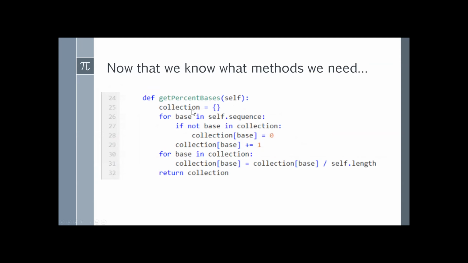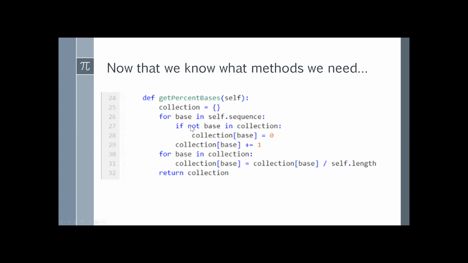Can anybody tell me what I'm doing here on line 25, the first line of this method? Yeah, I'm initializing an empty dictionary. And just like I did already in the last example, and like I'm probably going to do about 50 more times in this class, I initialize an empty value, and then I kick off a loop to iteratively add to the thing I initialized. So here I'm doing for base in self.sequence, so I'm just iterating over the sequence again.